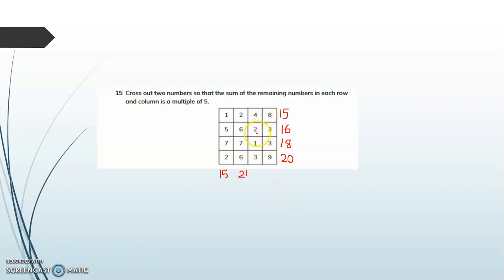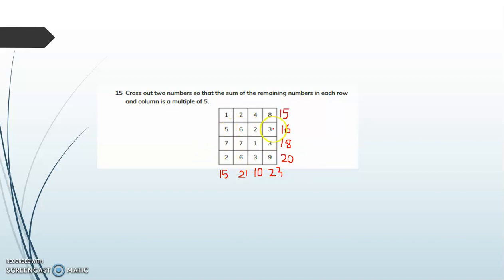Now 4 plus 2 is 6, plus 1 is 7, 7 plus 3 is 10. 8 plus 3 is 11, 11 plus 3 is 14, 14 plus 9 is 23.